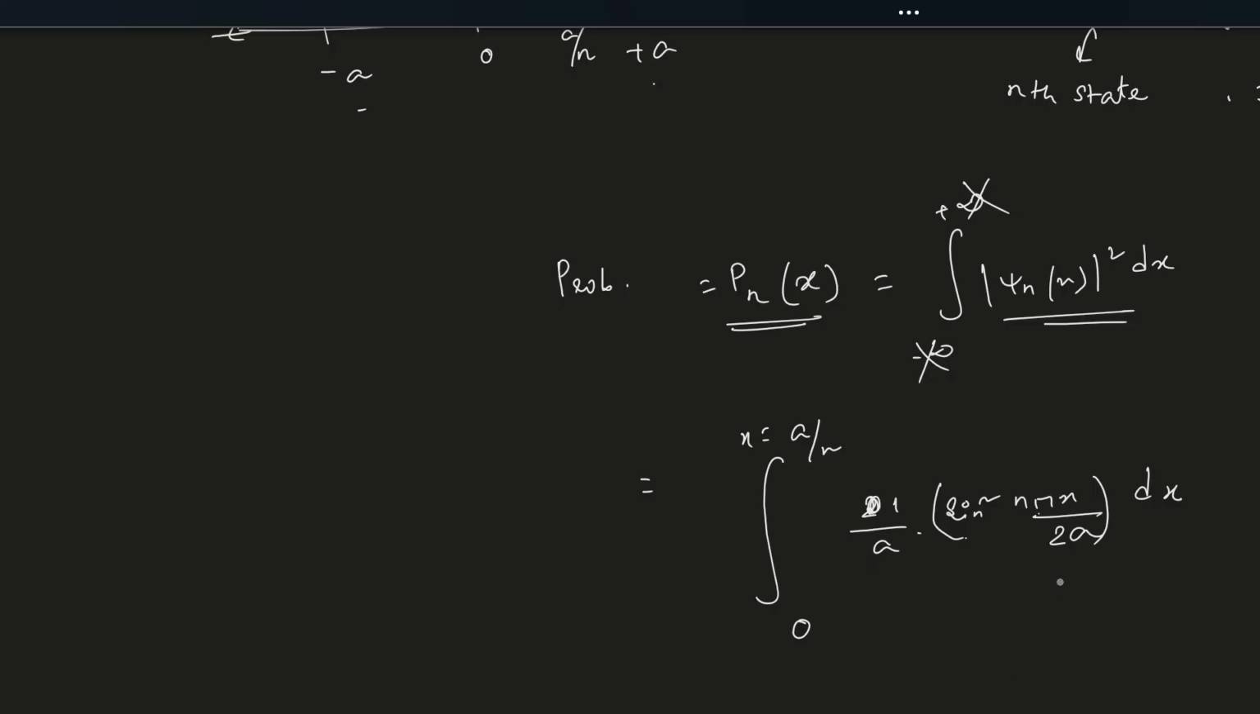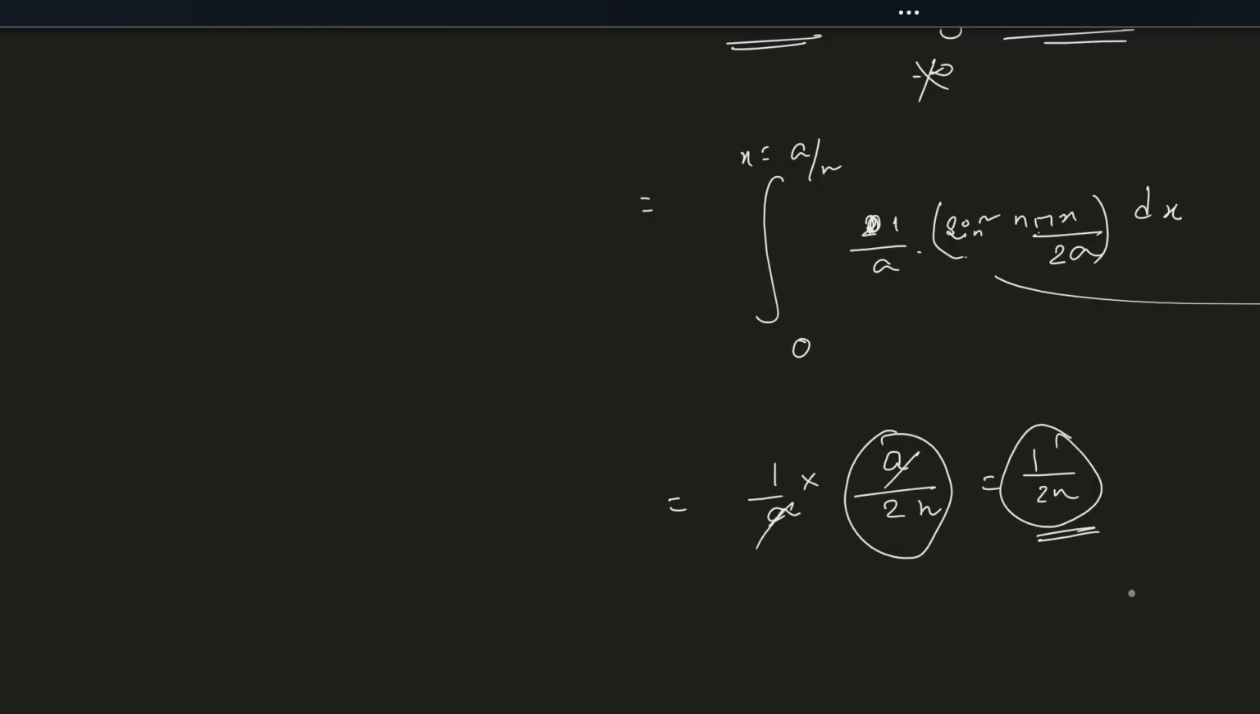Now you can either directly use the knowledge that whenever there is a sine square dx integral and you know the upper limit, you take the upper limit by 2, so this is a by 2n, and in this case you get 1 by 2n as the probability. You can also check whether this is correct by deconstructing the sine squared of some argument as 1 half into 1 minus cos of that argument, let's say y, and then take the integral, and you get back this same term, which is the ultimate probability value.